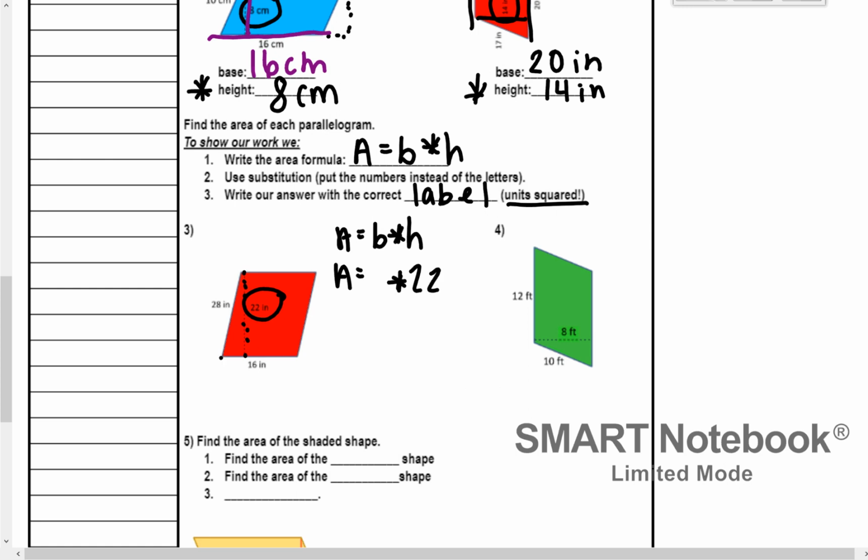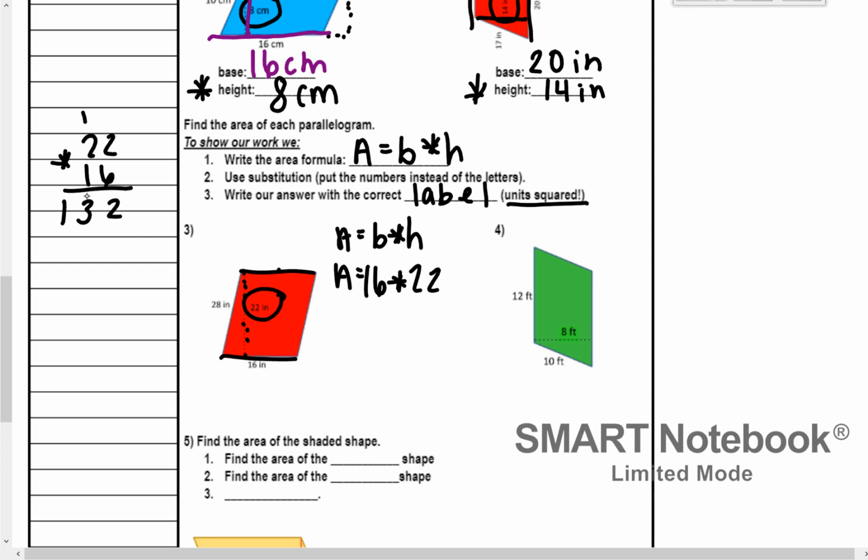Our base is the one that the height connects. That's going to be one of those 2 sides, which is 16. Off to the side, we're going to do 22 times 16. 6 times 2 is 12. Write our 2, carry our 1. 6 times 2 is 12, plus 1 is 13. We have no more digits, so we just write our 13 here.